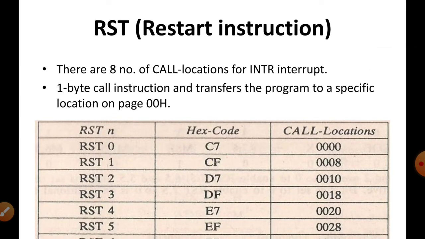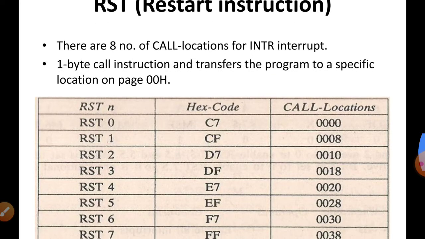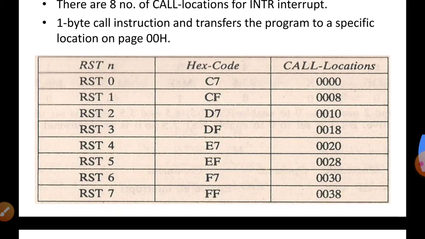Now, as far as the RST instruction, we have already discussed this RST instruction in the subroutine. We have 8 call locations at which the restart instruction can be executed, and this is a kind of software interrupt. So, RST N is the format of writing the RST instruction, RST 0, 1, where N varies from 0 to 7, and each instruction has its own hex code, and for each instruction there is a certain call location where the subprogram is written.